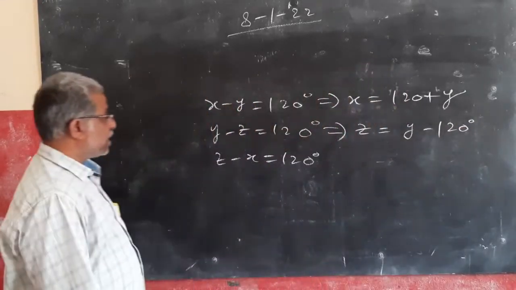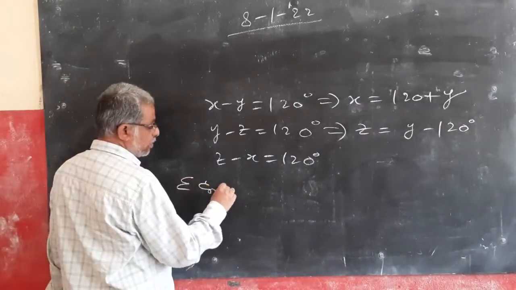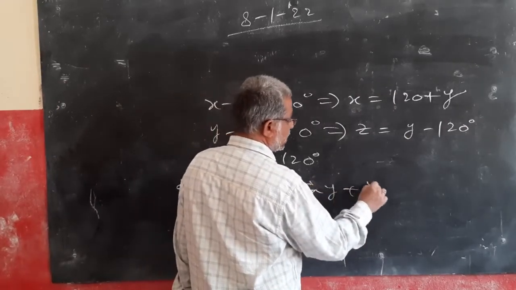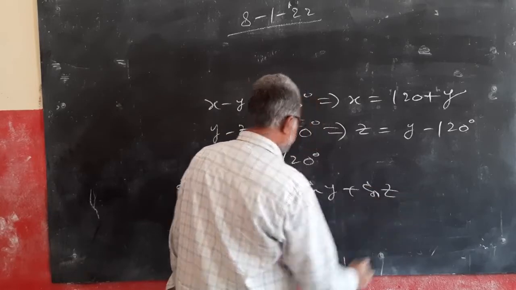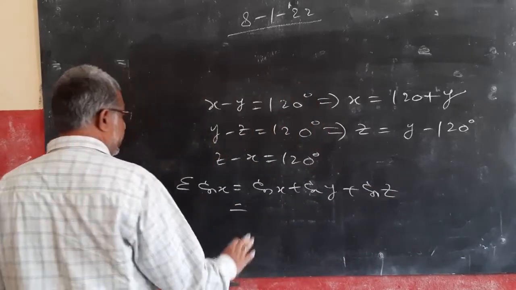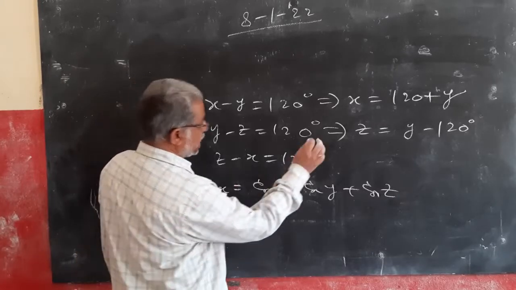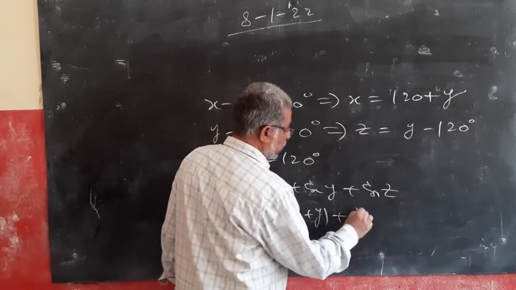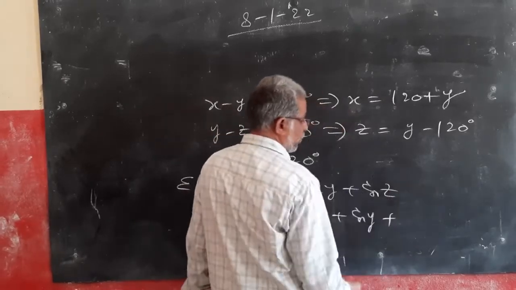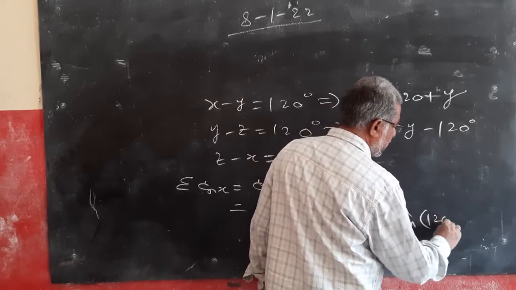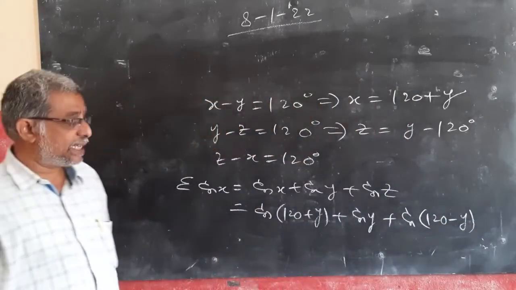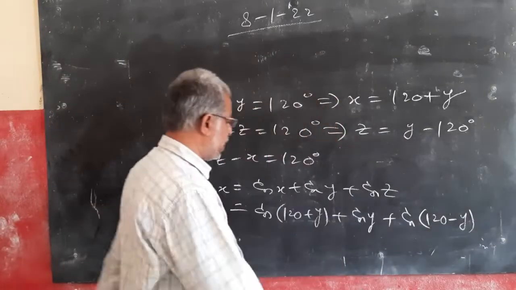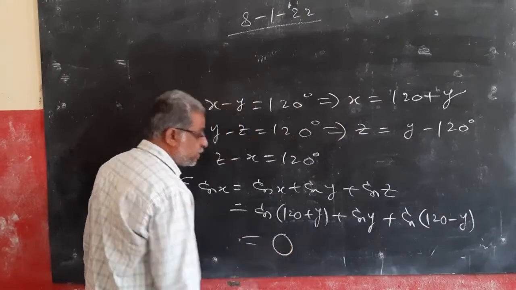Now he is asking Σ cos x. Σ cos x is nothing but cos x + cos y + cos z. Now we are converting everything in terms of y. So this x I can write as cos(120 + y) + cos y + cos z, where z is y − 120. I will write it as cos(120 − y), because cos of −θ is cos θ. Now we know that cos(120 + y) + cos y + cos(120 − y) we already did earlier and its value is 0.